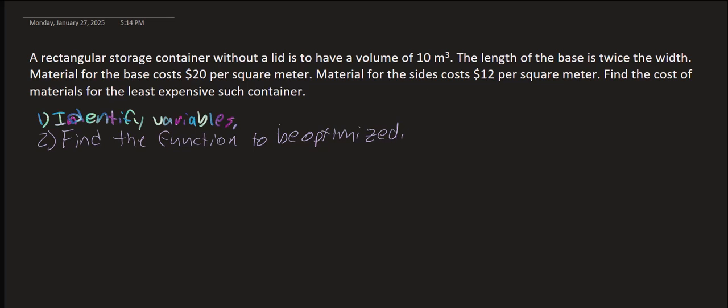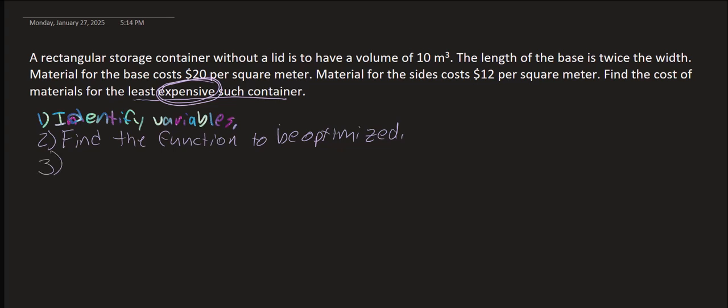And you want to find that function in terms of the variables that you've identified. So in this problem, what's the thing we're trying to optimize? Well, find the word biggest or smallest or least, and we have the least expensive such container. And so what are we trying to optimize? We're trying to optimize the cost, the least expensive such container.